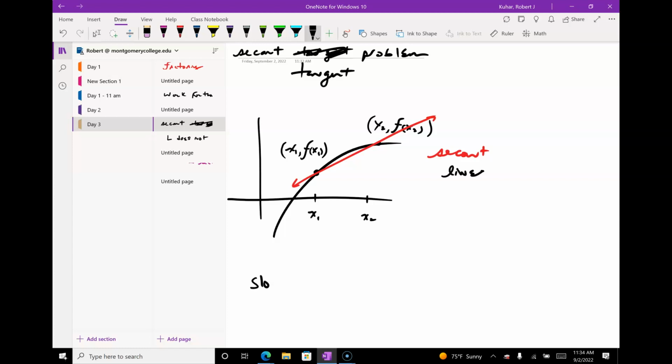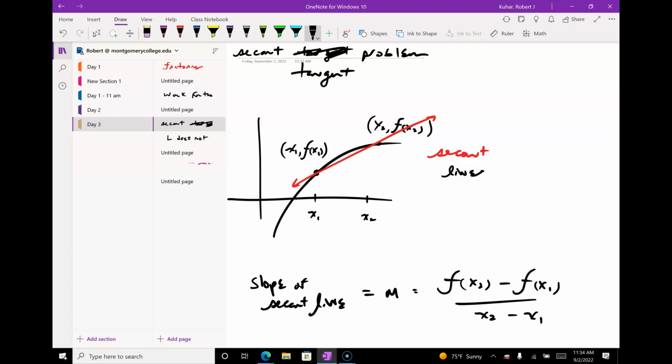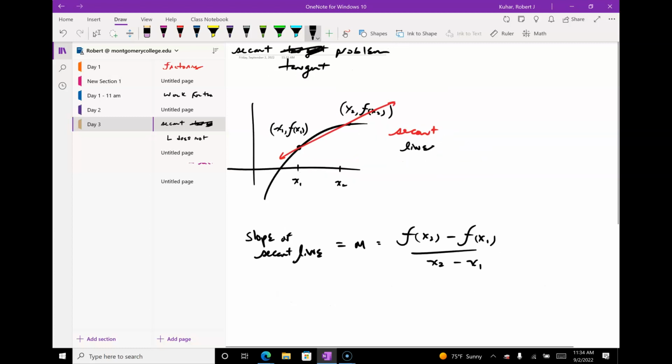So the slope of the secant, we call it m, right? Is what? f of x sub 2 minus f of x sub 1 all over x sub 2 minus x sub 1, right? And you remember doing these in pre-cal with the initials DQ. You remember that? What was that in pre-calculus?